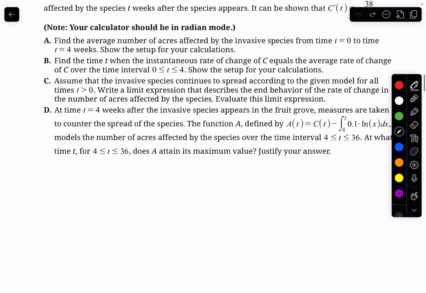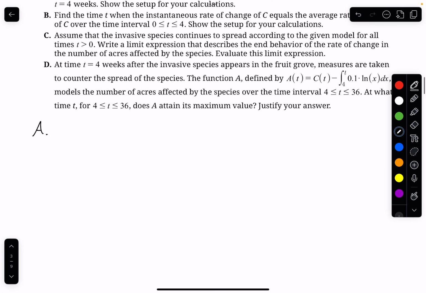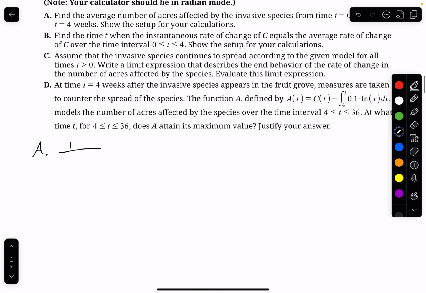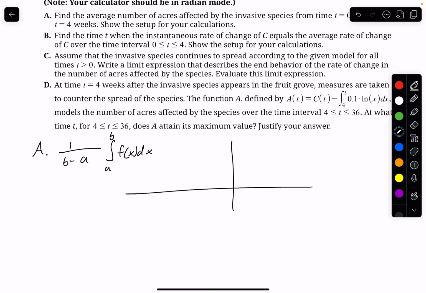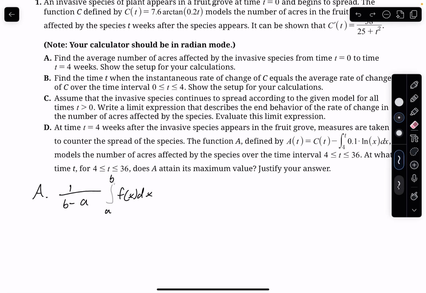Biggest thing. So for part A, average value, your formula for average value is as such: 1 over b minus a, integral from a to b of f of x dx. You integrate over your bounds from a to b. Conceptually, it makes sense too, because if you have a function, a is here, b is here, you integrate this area and you divide by this amount, so you can get the average value of that function on that interval. So when we see our question asking for average value, you should be thinking of that immediately.